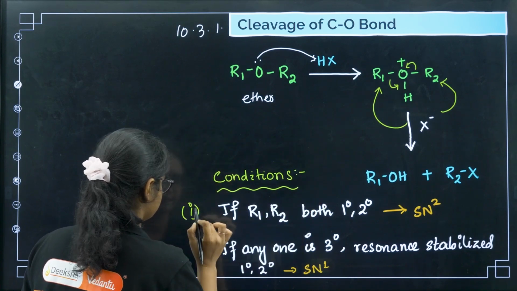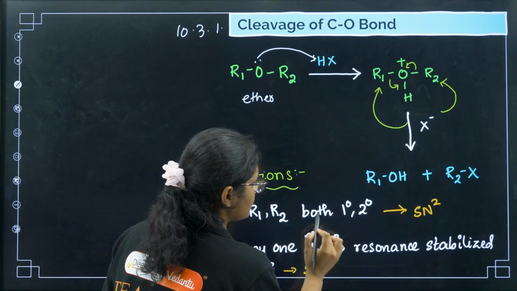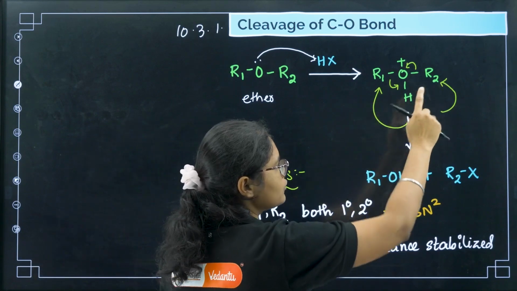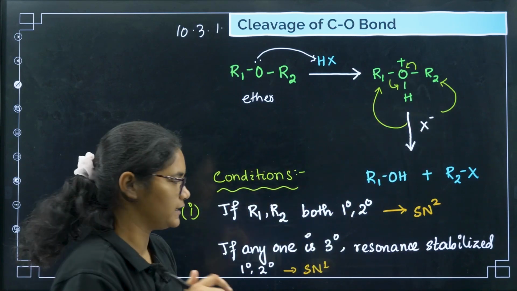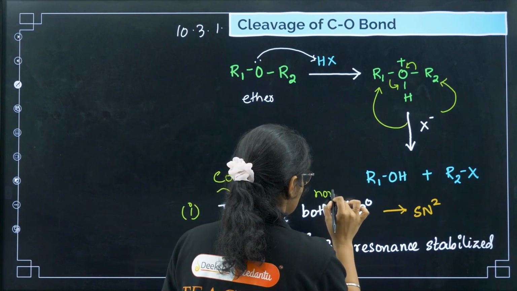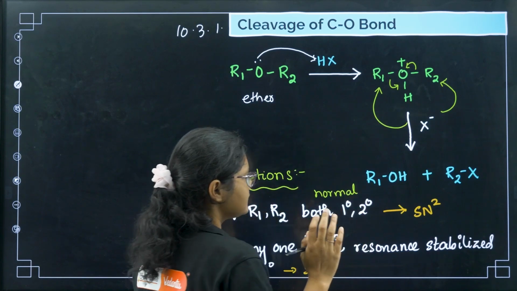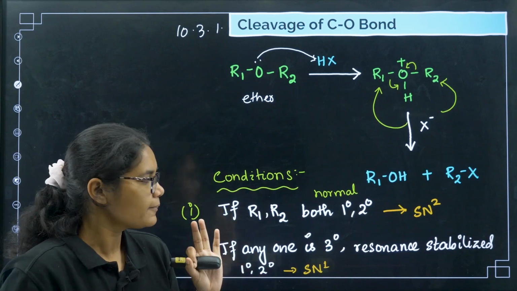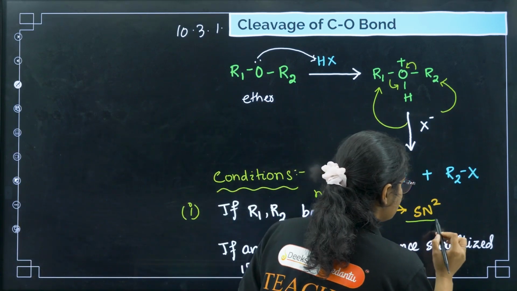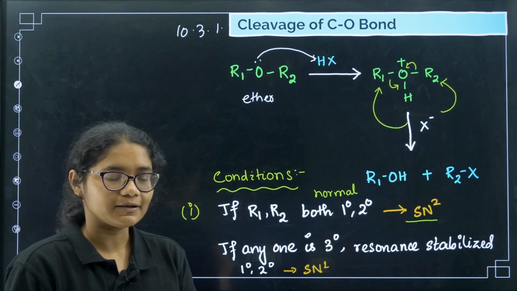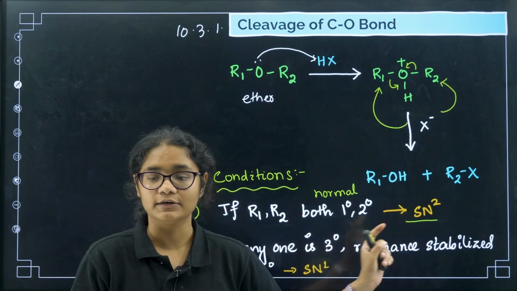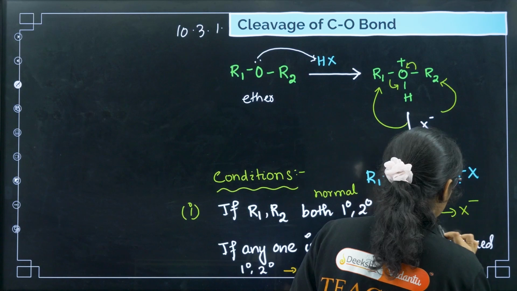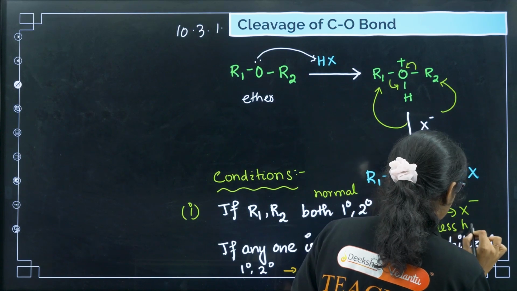First condition is, if R1 and R2 both are primary or secondary, they are normal primary and secondary, simple primary R1 or primary secondary R2, then the reaction takes place by SN2 mechanism. That means what? If it is taking place by SN2 mechanism, then where will X attack? X will be attacking on the less hindered site.